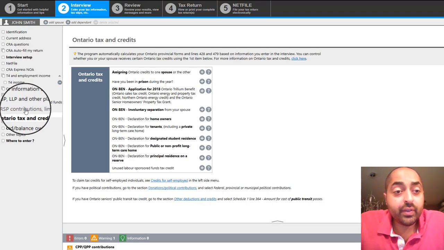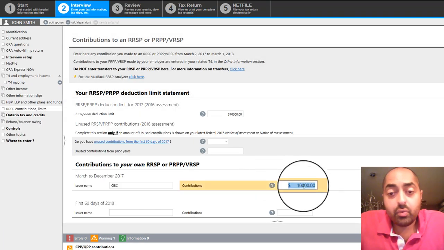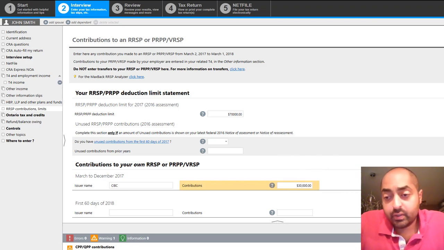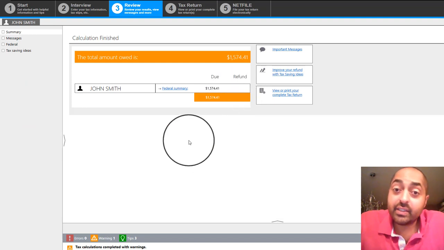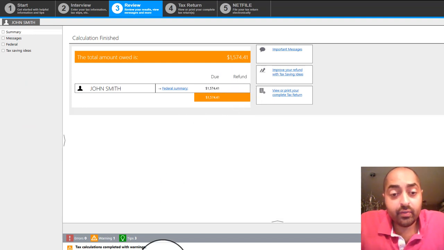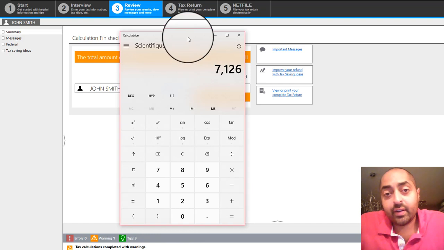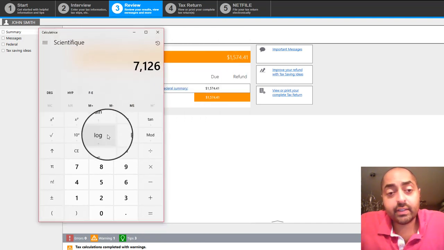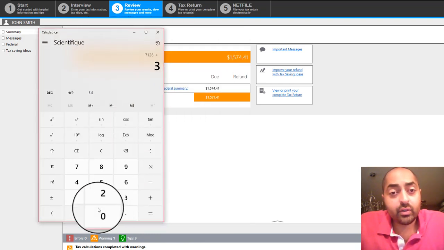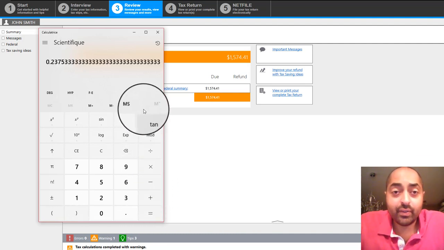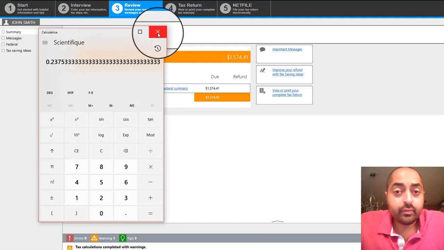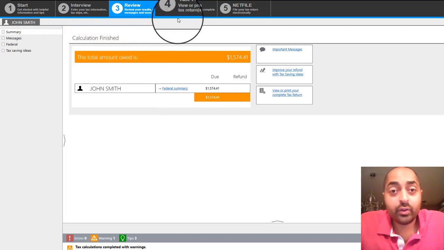Now let's see what happens if he contributes, let's say, 30K. So from 8,700, he drops down to 1,574. So he saved 7,100 in taxes for contributing $30,000, which is 24% savings on his RSP contribution. So as you can see, the savings decrease when you're in a smaller tax bracket.